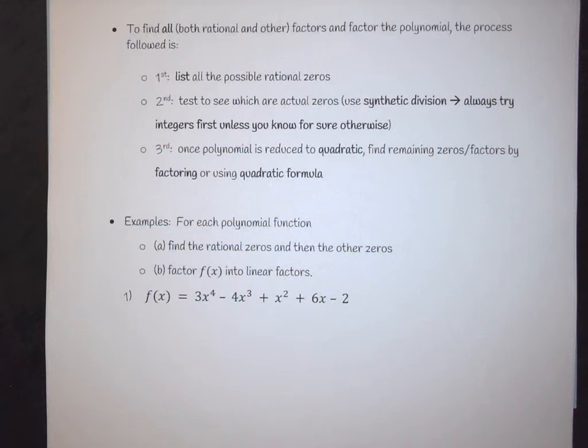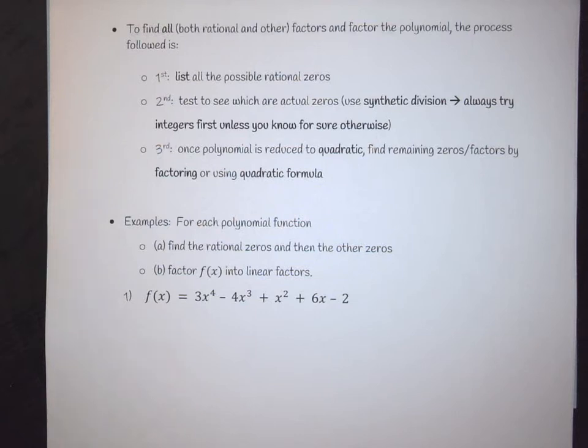The first thing you want to do is list all your possible rational zeros. Then you're going to test to see which are the actual zeros. Use your integers first unless you know for sure that that fraction is going to work. The reason I say that is because how many people really love working with fractions? Well, if you just silently raised your hand to yourself, then you're probably one of the very few. Most people despise fractions, and so therefore don't use them unless you have to.